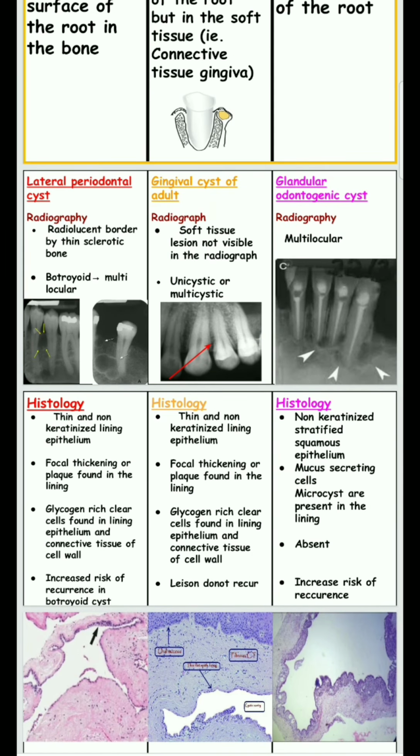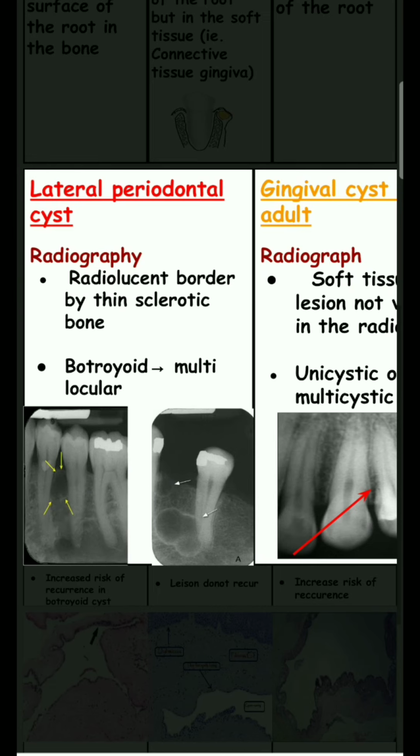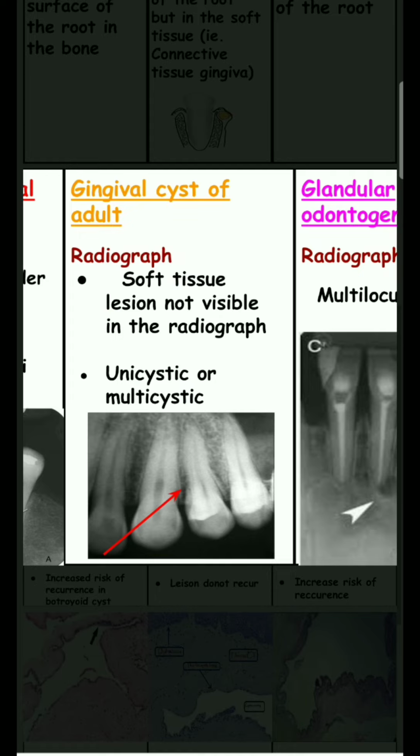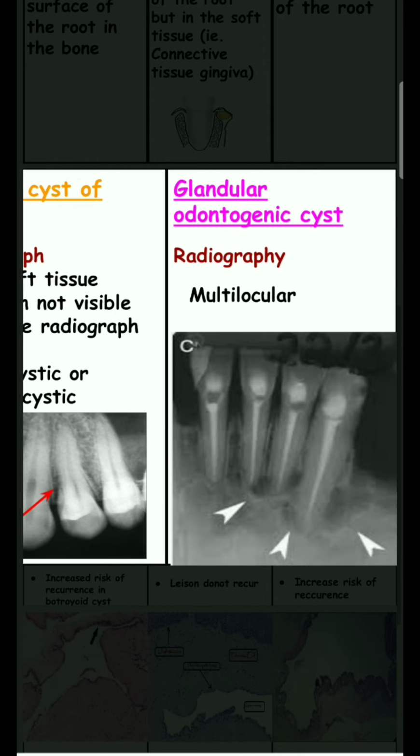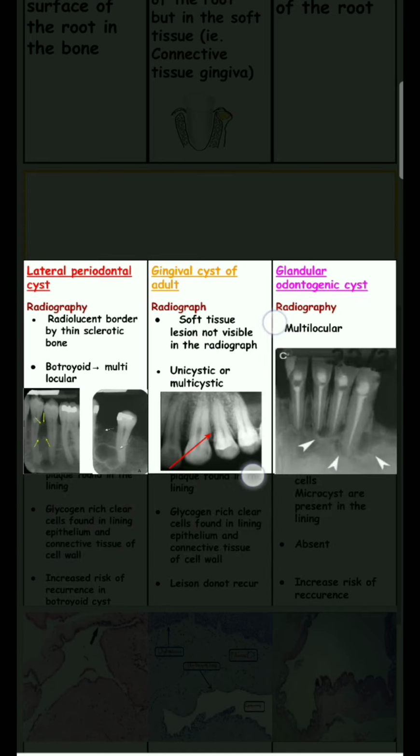In radiography of lateral periodontal cyst, a radiolucent area with a thin sclerotic border will be seen, or sometimes a multilocular appearance will be seen. It is called botryoid cyst. Gingival cyst of adult is a soft tissue lesion, so it is not visible in the radiograph. It may be unicystic or polycystic, but not visible in the radiograph because it is a soft tissue lesion, so no bone involvement. In glandular odontogenic cyst, the radiograph is similar to the lateral periodontal cyst.